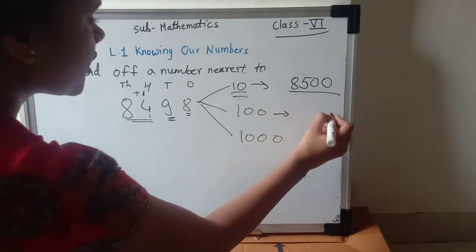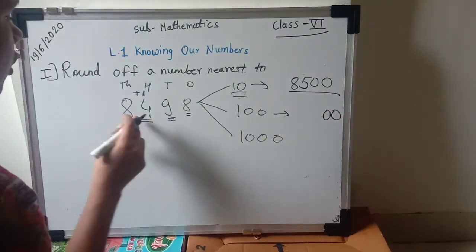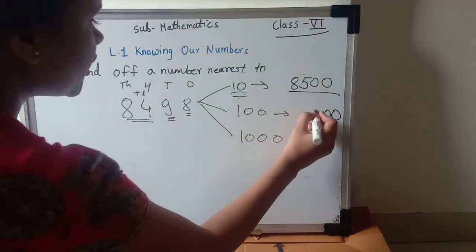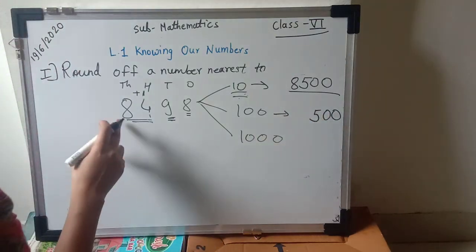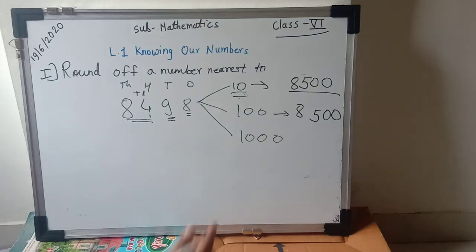So replace the ones and tens digit by 0, increase the 100 digit by 1 and replace the 8. So here, nearest to 100, this number is coming near to 8500. Okay, now let's see another number.